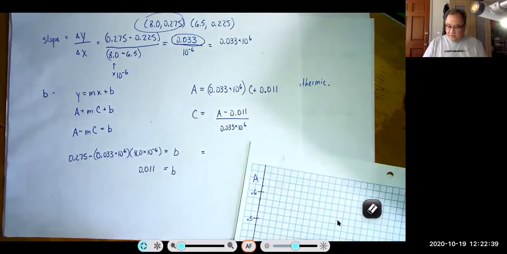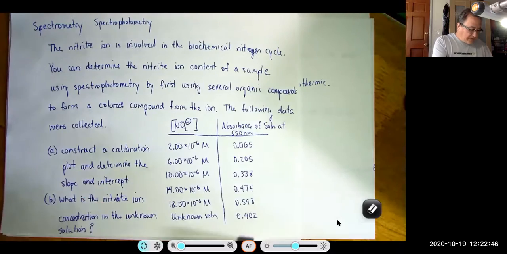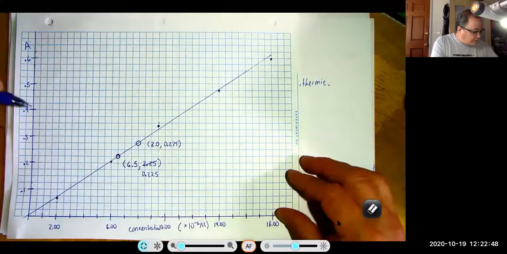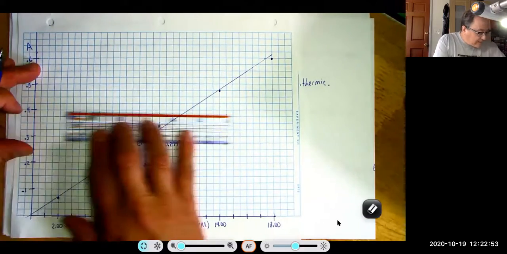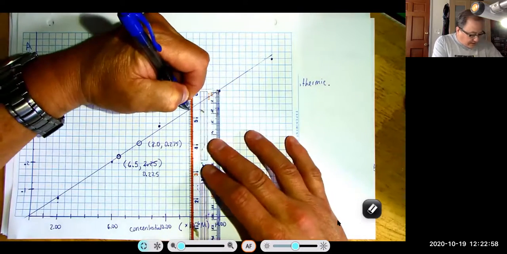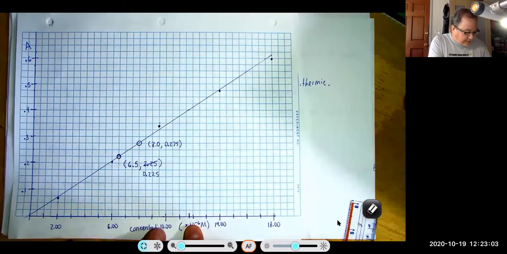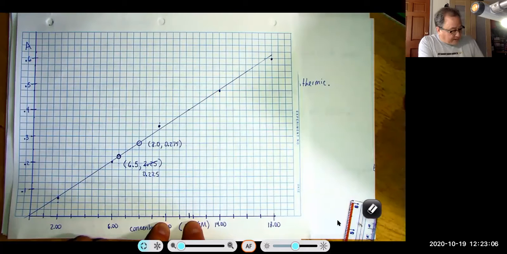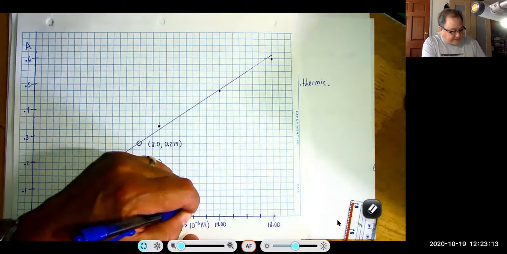So we're told that for our unknown solution here, the absorbance is 0.402. Now we can take a look here and see that 0.402 is around here and walk it over, and 0.402 is about right here. So we expect that the concentration will be between, let's see, this is 10, 11, 12. So this looks like it's about 11.7. 11.7 times 10 to the minus 6.